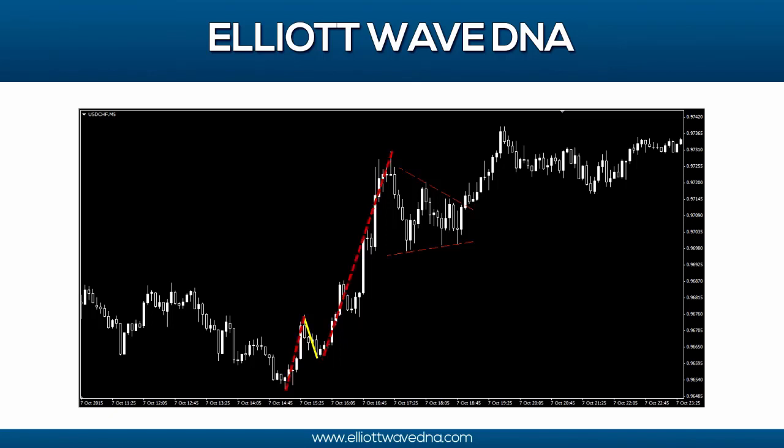Now let's check the wave 1 and the wave 3. In this case we can see that the third leg exceeds for sure 1/618 of the wave 1, so we are going to go and call our triangle the wave 4. So looking for 1, 2, 3, 4 and 5.